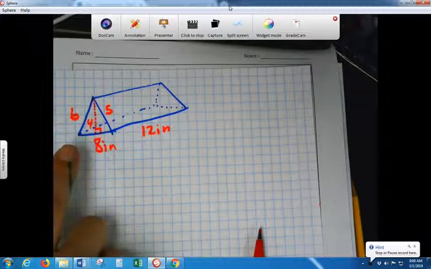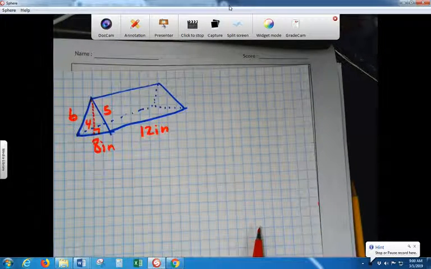Remember, make sure that your height is always made with the 90 degrees. Because kids sometimes think, oh, this is the height, or this is the height. Remember, your height is always created with the 90 degrees. Unless you have a right triangular prism. Then this would be your height, your base, and then a side. If you have a right triangular prism, then this is your height.